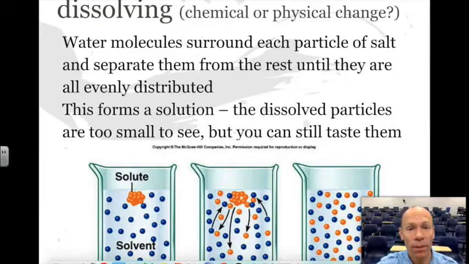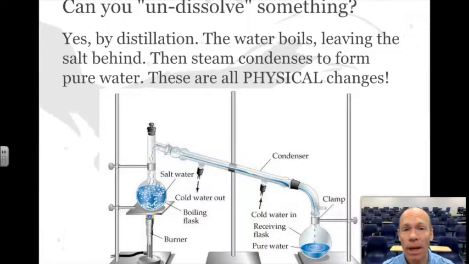Can you undissolve something? Well, let's take a look. Yes, you can by a process called distillation. So if you look in the flask over here, if you have salt water, you can boil the water, and the water molecules will evaporate and go through here, and then the steam will cool and form pure water. But the salt is not able to evaporate, so the salt gets left behind in the original flask. Then after the steam condenses to form pure water, then you get the pure substance. These are all physical changes because the water was water all the way through, and then the salt that's left behind is still salt.